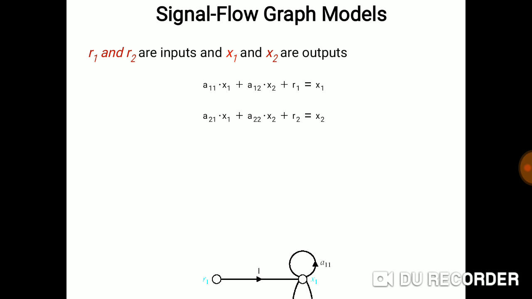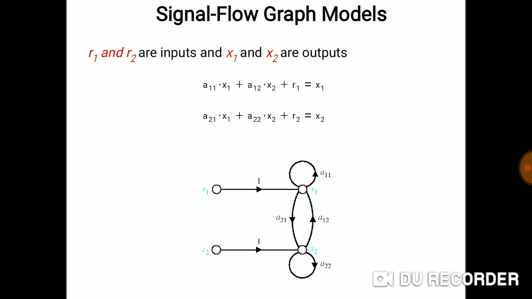This is another model for the signal flow graph. R1 and R2 are the inputs, X1 and X2 are the outputs. We'll consider the equation for X1. Then we can write down the equation with the help of that graph also.